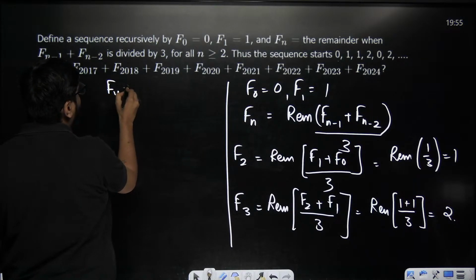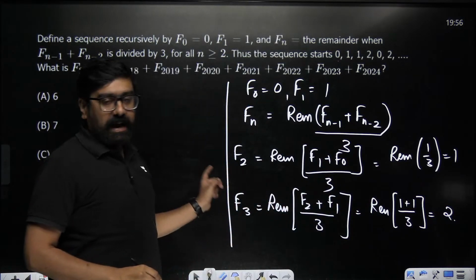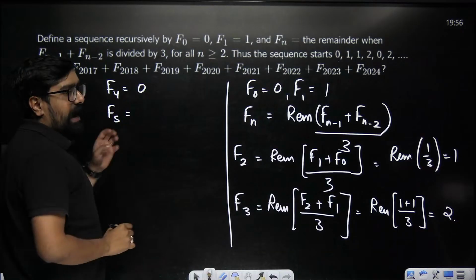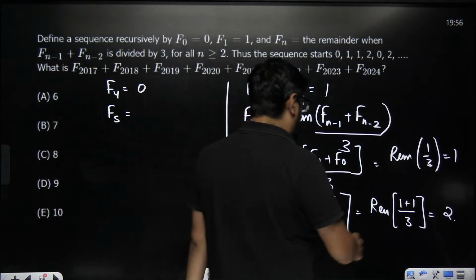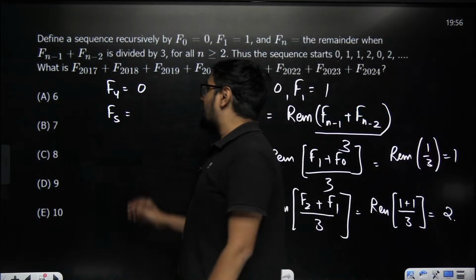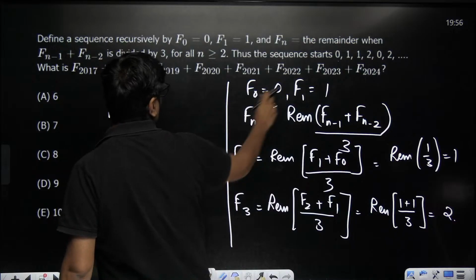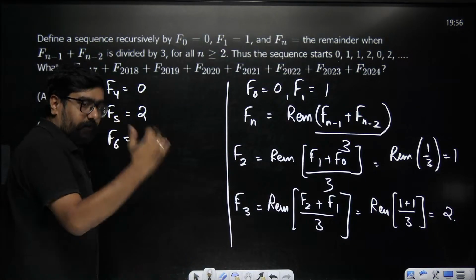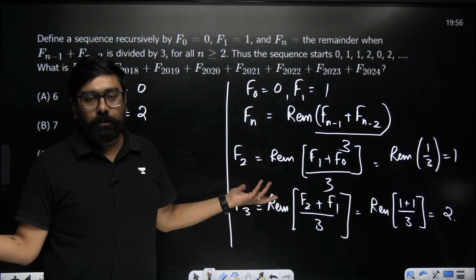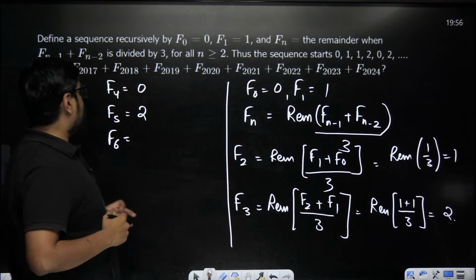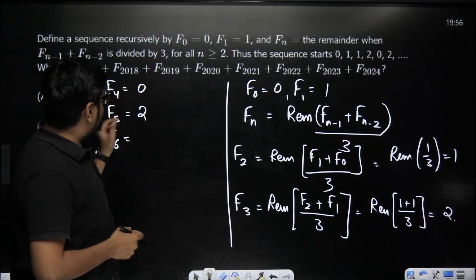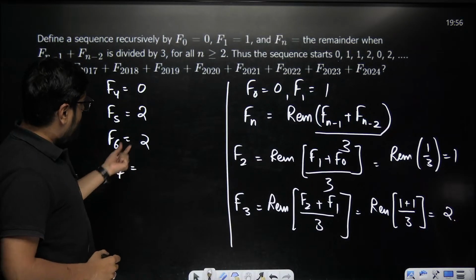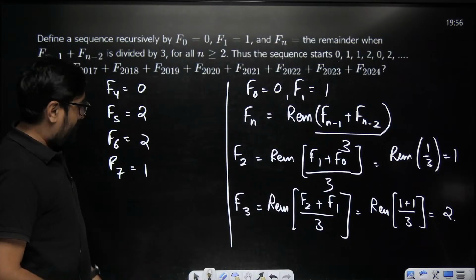Similarly, F4 will be the remainder when F3 plus F2, that means 2 plus 1, is divided by 3. So F4 will become 0. What will be F5? When F4 plus F3 is divided by 3, F4 is 0, F3 is 2, so 0 plus 2, 2 divided by 3, the remainder will be equal to 2. For F6, you have to write some terms to see the recursion, because right now we are not able to see it. So it's better we write some of the terms so that we can see the recursion. F6 will be F5 plus F4 divided by 3, that means 2 plus 0 divided by 3, again 2. F7 is this plus this divided by 3, that means the remainder will be equal to 1. What will be F8?